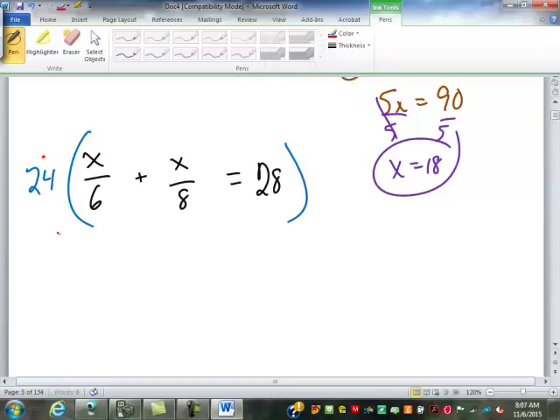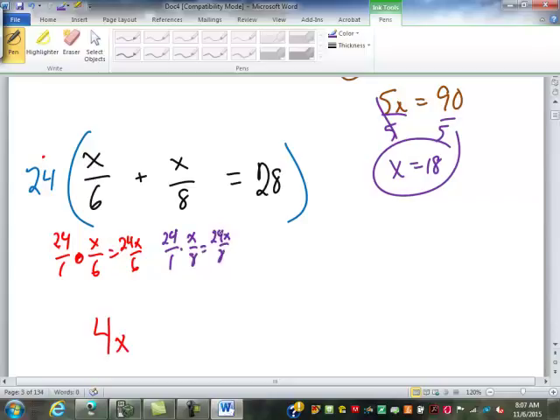So now we've got the 24 over 1 times x over 6 is 24x over 6. 24 divided by 6 is 4x. And 24 over 1 times x over 8 is 24x over 8, which divides out. 24 divided by 8 is 3x. 24 times 28 is, not everybody at once, 672. Correct?